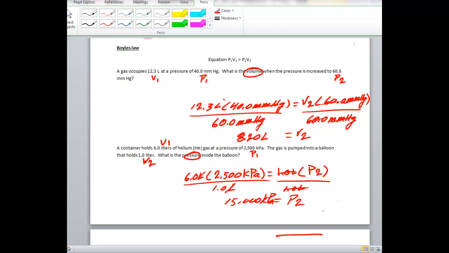All right, so those are examples for Boyle's law. We've had a lot of practice of that in class. This is just a friendly reminder on how to use that equation. I'm going to move down into Charles' law.